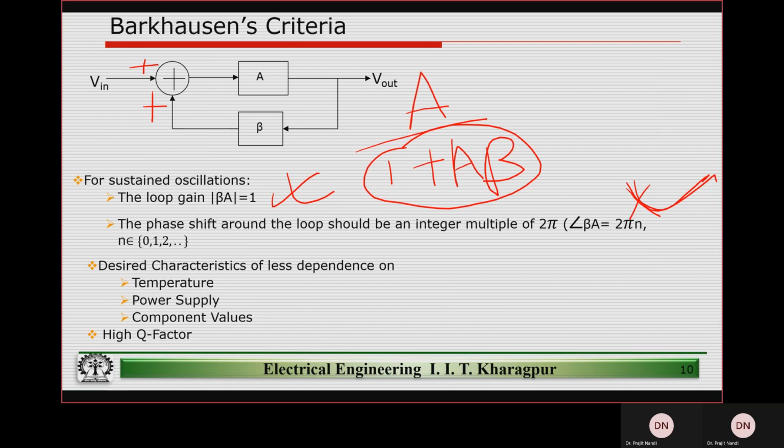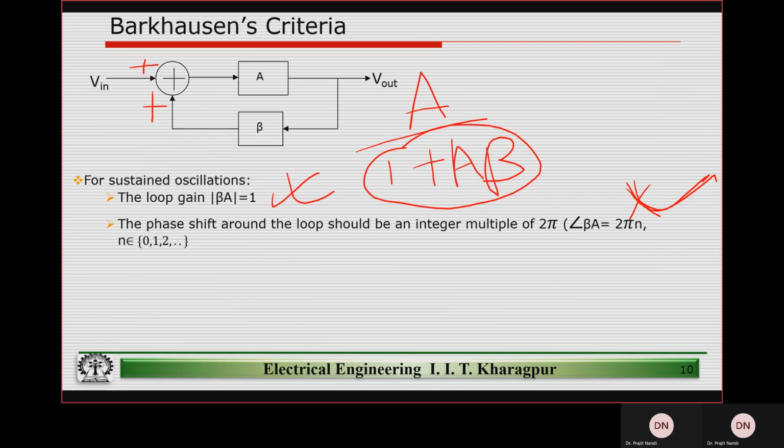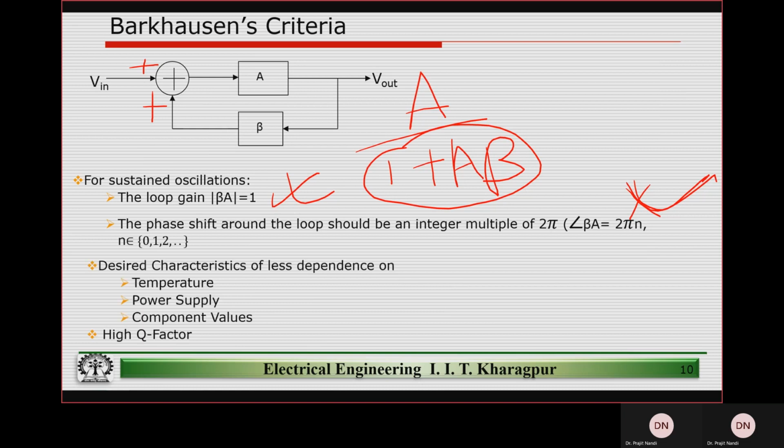For the oscillator to have good characteristics, these are the characteristics it should have. It should be independent of temperature, independent of the power supply and component values, and it should also have a high Q factor, right?